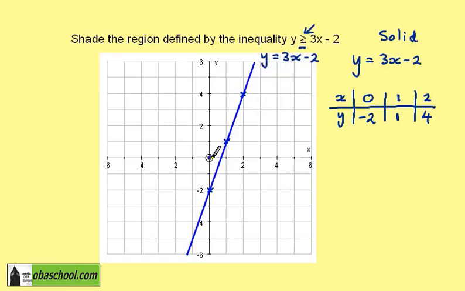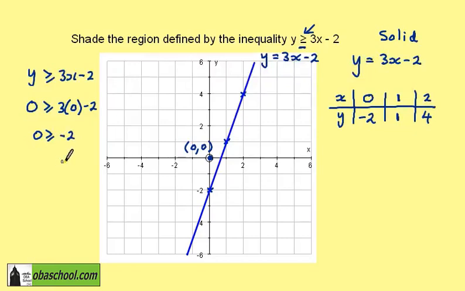We want greater than or equal to. I'm taking the origin as a test point. y is greater than or equal to 3x minus 2. y is 0. If x is 0, this becomes 3 times 0 take away 2. So we have 0 is greater than or equal to minus 2. Is this true? Yes, it is. 0 is more than minus 2. So this point is in the region we want.